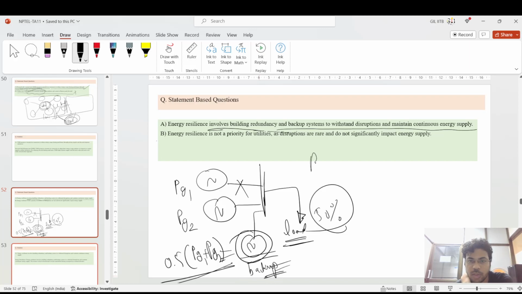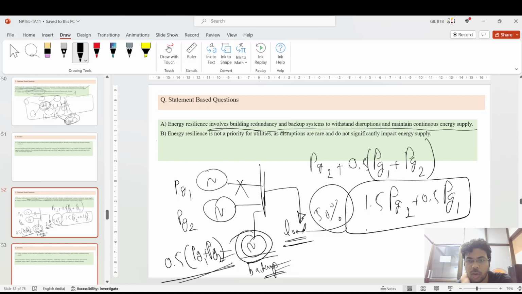So if generator PG1 fails, what amount of power do you already have? PG2 plus 0.5 times of PG1 plus PG2. So how much generation will there be? 1.5 times of PG2 plus 0.5 times PG1. So this amount of power is available all the time. Okay. Suppose generator 2 also fails, then you can supply 0.5 times of PG2 plus 1.5 times of PG1. And if both fail, then you still have the backup, 0.5 times of PG1 plus PG2.